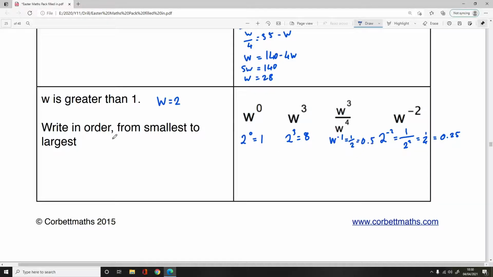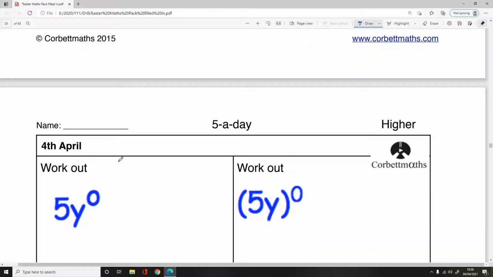So looking at the numbers from smallest to largest, the smallest is w to the minus 2, then w cubed over w to the 4, then w to the 0, then w cubed. You could have also just looked at the sizes of the powers, I suppose. Oh well, let's move on.